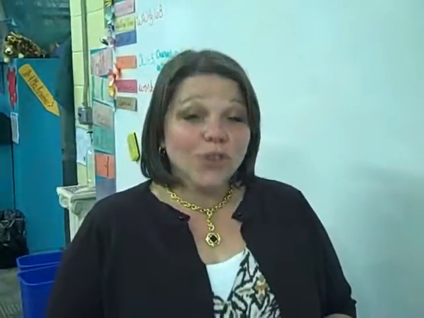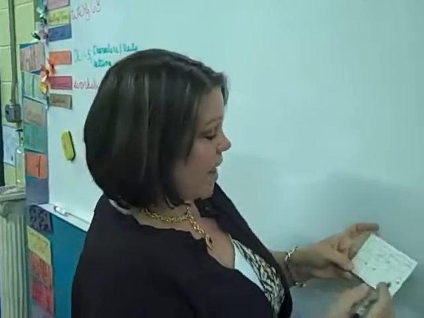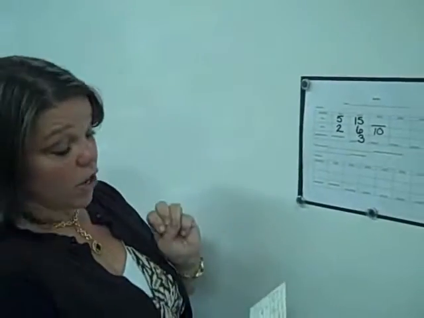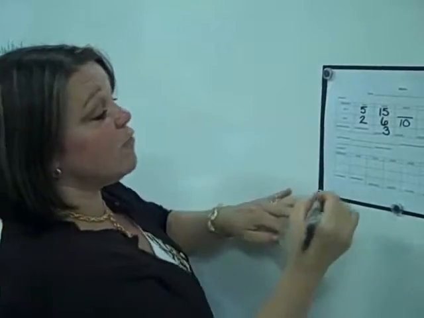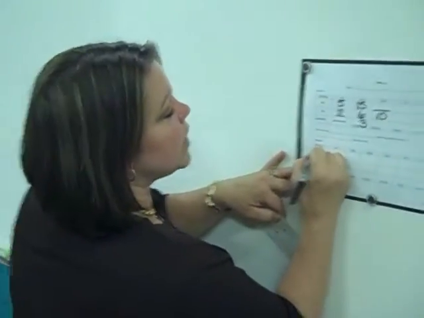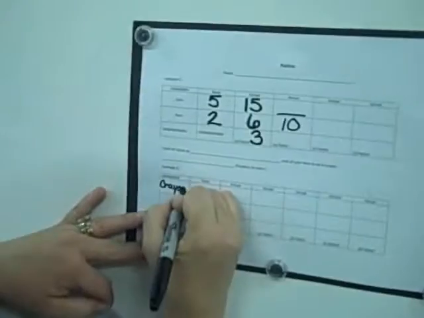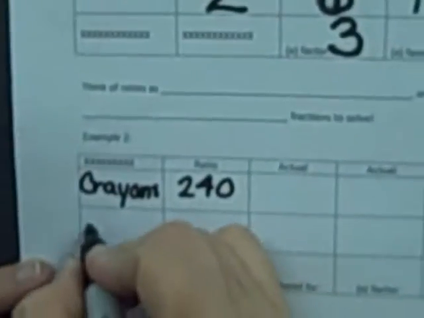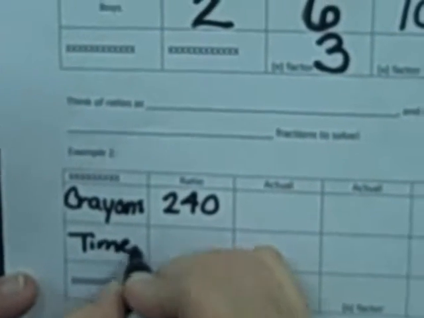Now that we've solved our first example, let's try transferring what we've learned to a second example. We all love crayons, so I have an example dealing with the Crayola factory. So let's say that at the plant, they can make crayons at a rate of 240 crayons in 4 minutes. So let's fill in crayons. And they make 240. And our time would be 4 minutes.